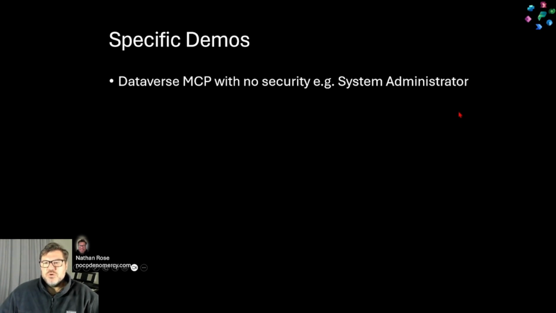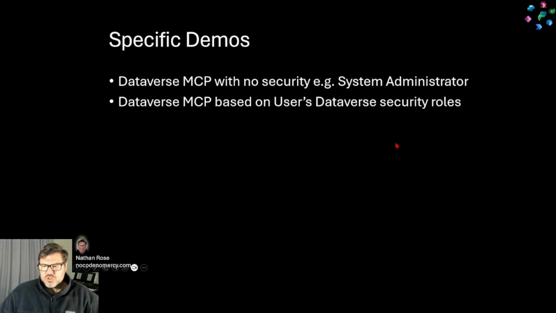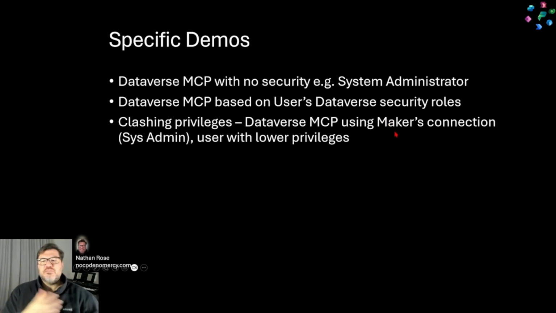Specifically, what we're going to go through this evening is, firstly, Dataverse MCP without any security considerations at all, so basically me as a system administrator, what I can do. Then we'll start to look at a user who has some specific security roles, not that system administrator level, but a user who may or may not have privileges on a table. And then we'll throw a curveball at it. What if we have clashing privileges? What if the user doesn't have privileges, but we've set up our connection with higher privileges, with a maker, someone with sysadmin, something like that?